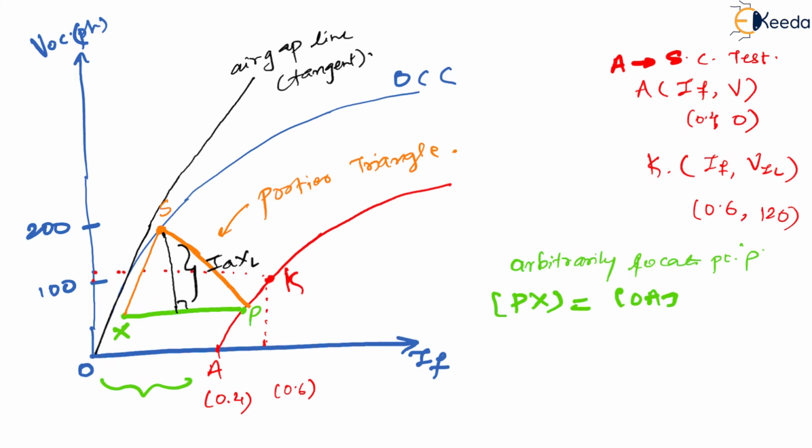Getting my point? The IAXL value is nothing but this value. And whatever field current you required is nothing but here, which is IF2. Correct or not?